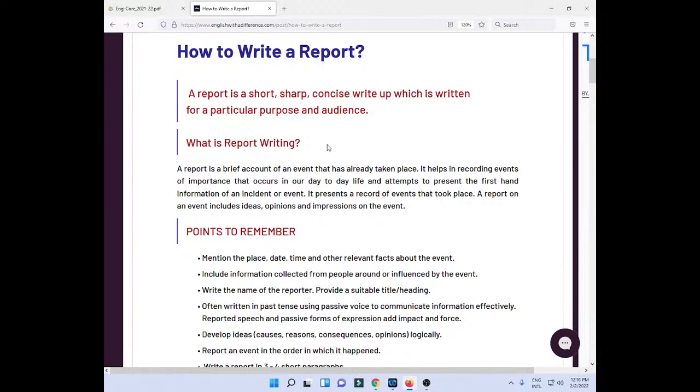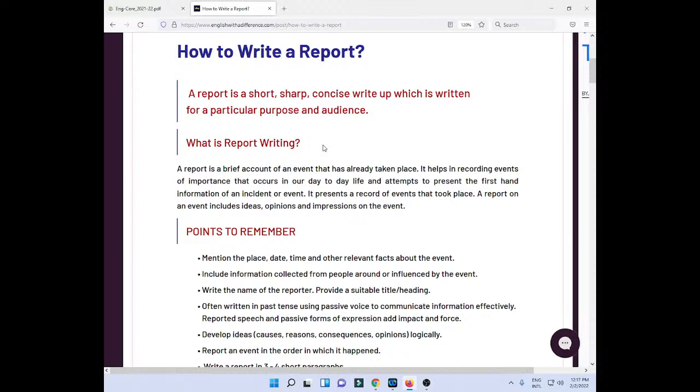Dear students, report writing is of two types. One is a report written in the newspaper. Another is a report written in the magazine. So there are two types of report. We write reports in newspapers as well as in magazines. These two types of report are almost similar except for one minor difference that I'll discuss today.